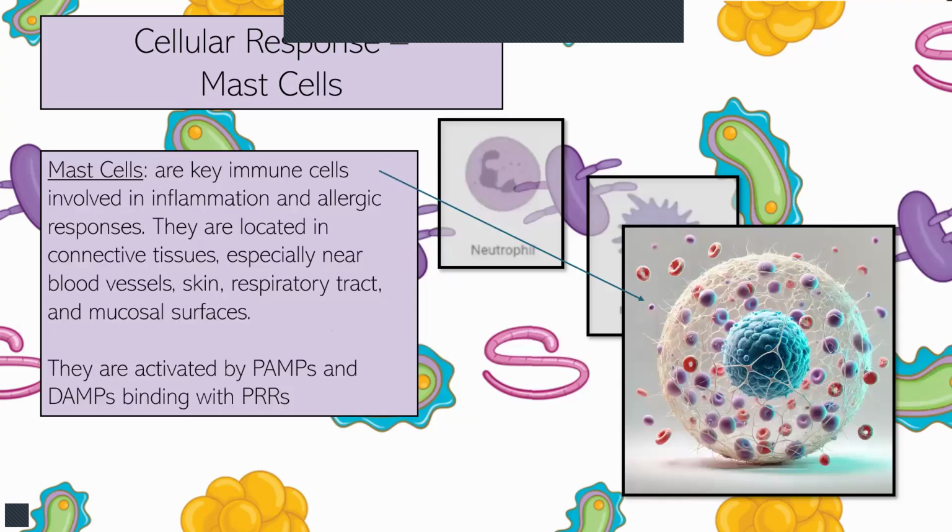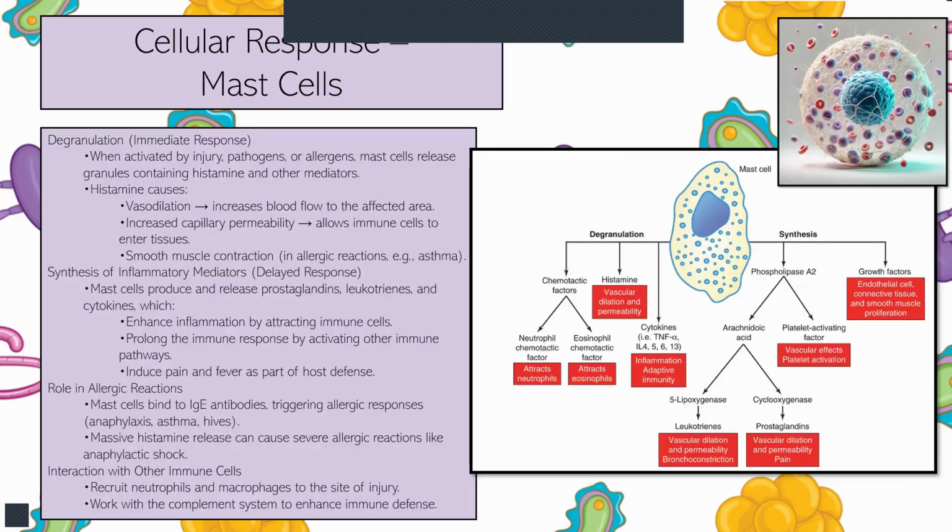Mast cells are immune cells involved in inflammation and allergic responses. They're located in connective tissues, especially near blood vessels, skin, the respiratory tract, and mucosal surfaces. They're activated by PAMPs and DAMPs binding with PRRs. Mast cells are strategically positioned in connective tissues near blood vessels and beneath epithelial surfaces.